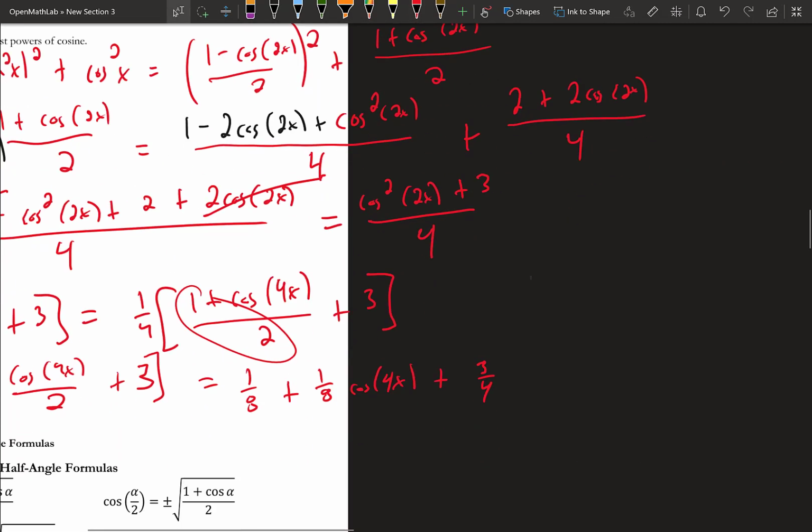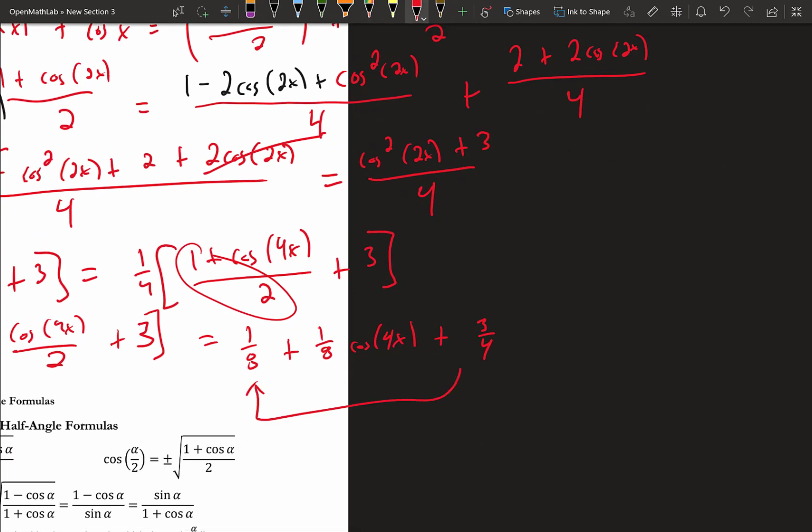So now what I can do is add these two fractions together, right? 1/8 plus 3/4 is 7/8. So this would be 1/8 cosine of 4x plus 7/8. And that's as reduced down as we can go, and we only have first powers of cosine.